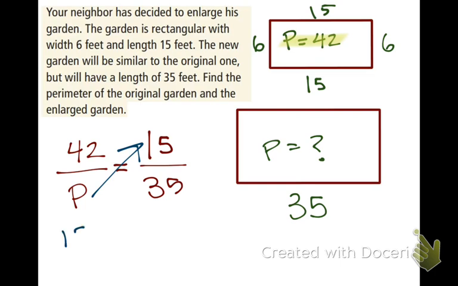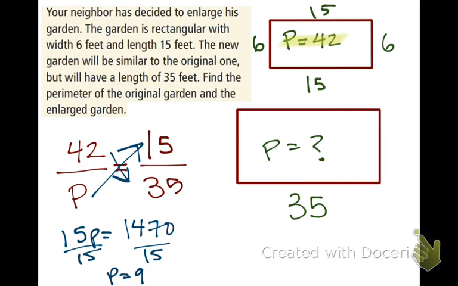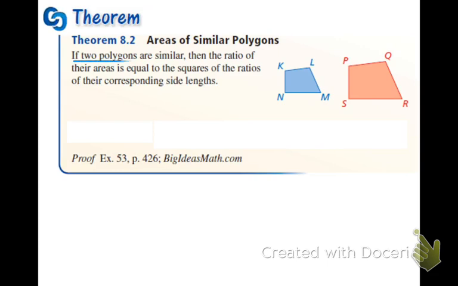Cross multiply, you get 15P. Is it 1470? Divide by 15. P equals 98, and it is feet. All right, how many of you got 98 feet? Good. Did you get it, Mr. Messer? Yeah. Good job.